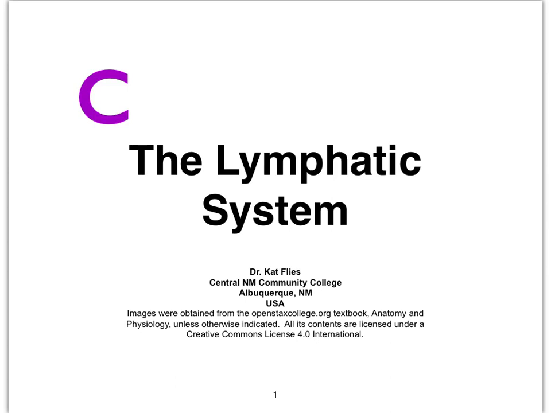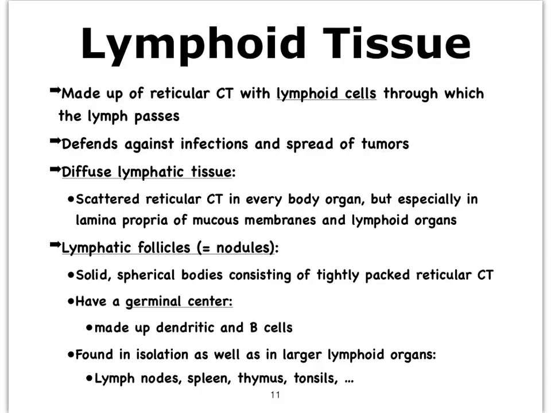In video C of the lymphatic system, we're going to focus on the lymphoid tissues and the cells that are found in these tissues. When we use the term lymphoid tissue, we're really just referring to reticular connective tissue, with a bunch of lymphoid cells in it. And much of the lymph passes through here. This lymphoid tissue with its cells is going to help fight off infections, and it's therefore also going to fight off cancer cells and prevent the spread of cancer.